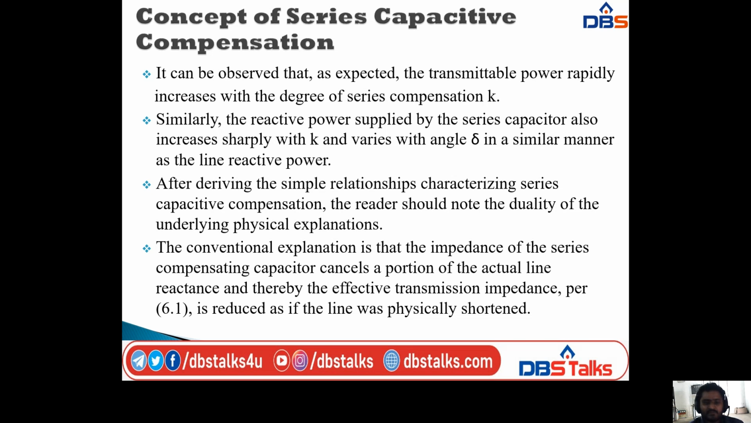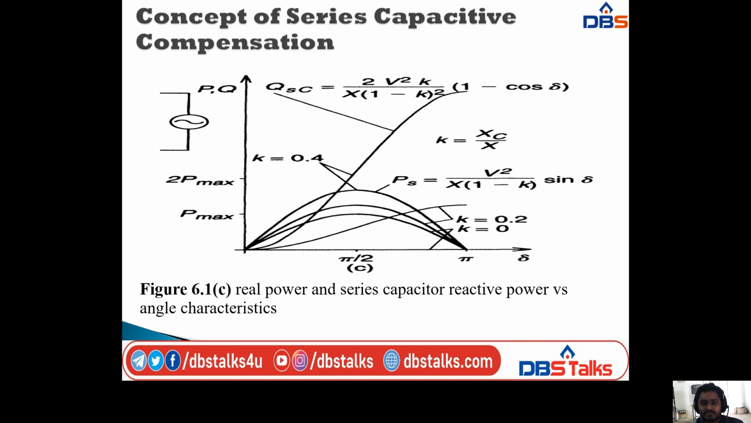From the diagram it can be observed that, as expected, the transmittable power rapidly increases with the degree of series compensation k. Similarly, the reactive power supplied by the series capacitor also increases sharply with k and varies with angle delta in a similar manner as the line reactive power. That's why we have these types of curves.